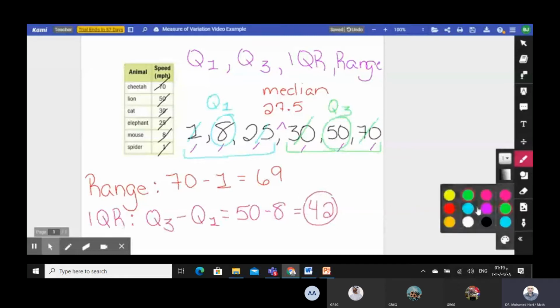So we found all of our measures of variation. Our range was equal to 69. We took the largest number and subtracted the smallest number. Our Q1 was the median of the numbers that were smaller than the median, all the numbers to the left. Our Q3 was the median of all the numbers that were larger than the median, or to the right. And our IQR is always going to be equal to Q3 minus Q1.